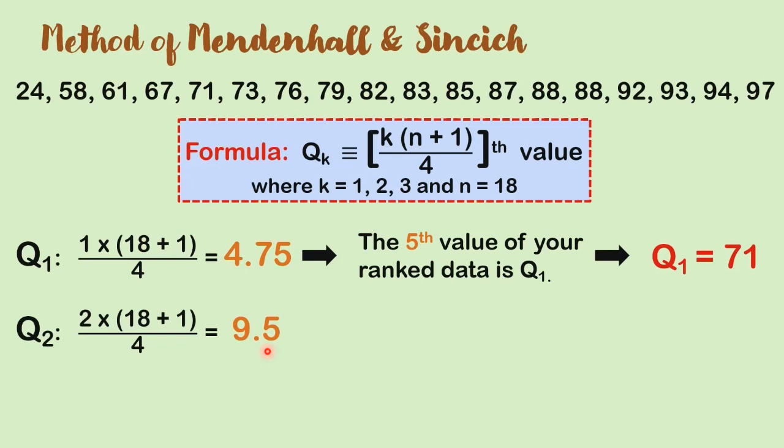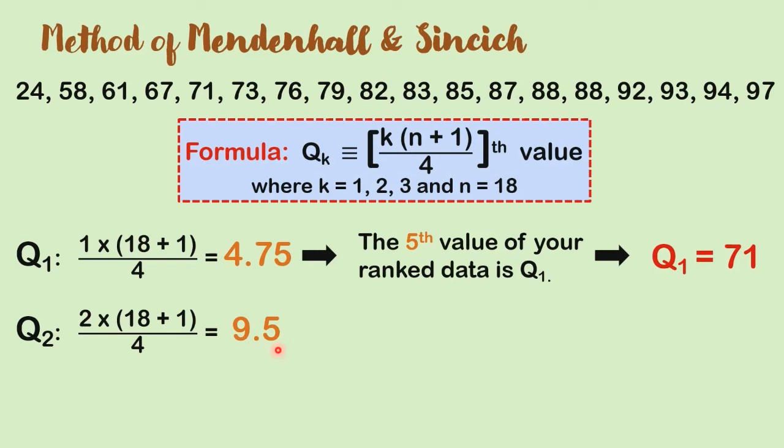Okay? Kasi di ba meron tayong special note kanina. Kailan mag-round down kapag 0.5? Kapag nasa Q sub 3. Okay? Q sub 2 naman ito. Right? So, yung 9.5, we round up. Kasi yun naman yung normal way, di ba? Kapag 0.5, round up yon.